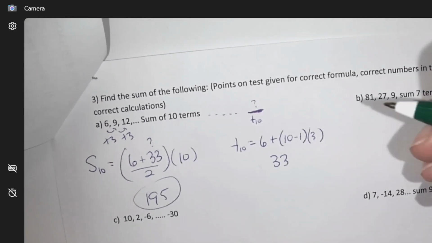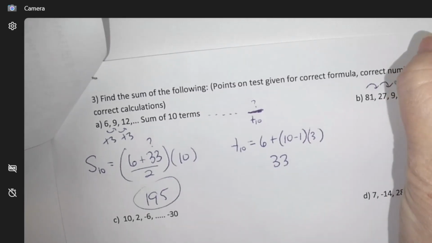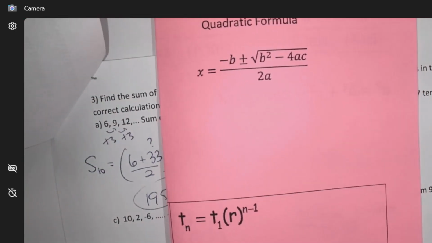Okay, so in B, get me a pattern. Get me a pattern there. Adding, timesing. So my timeser is 1/3. I knew it was a fraction because I was getting smaller. Okay, so then I'm doing a sum.